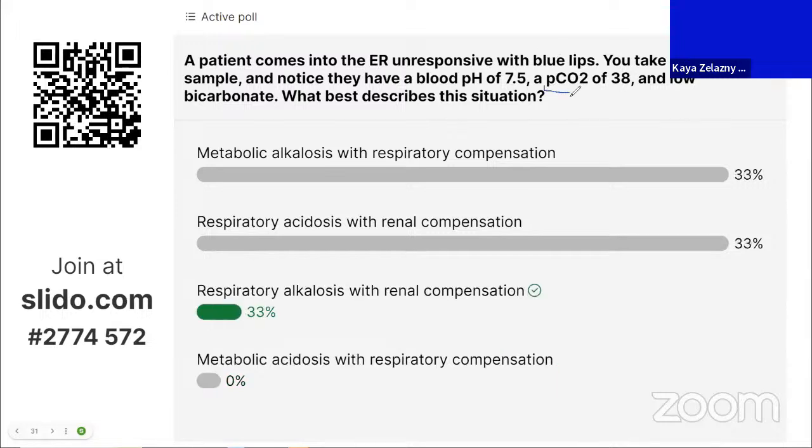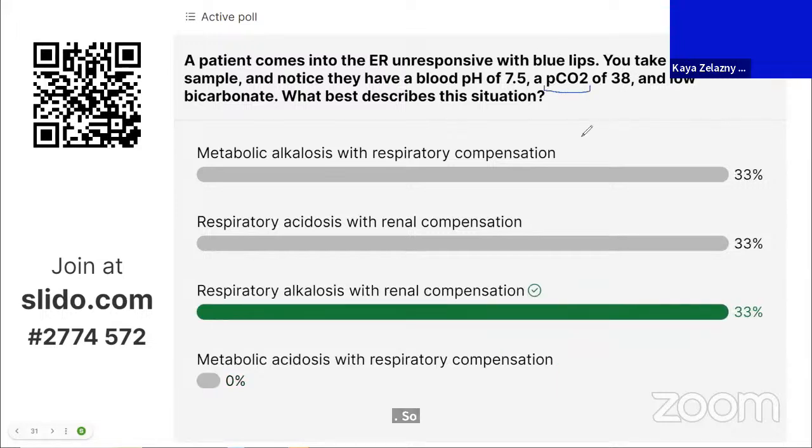So this change in PCO2 to low CO2 means that it's respiratory, not enough acid, so we're in alkalosis. And then that bicarbonate is low because the kidneys have kicked in.